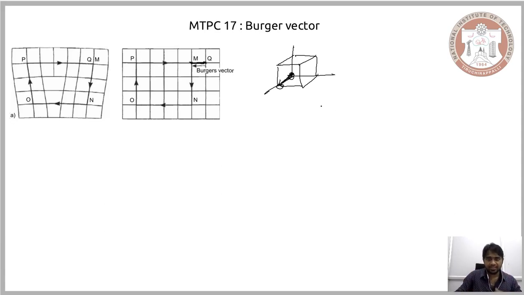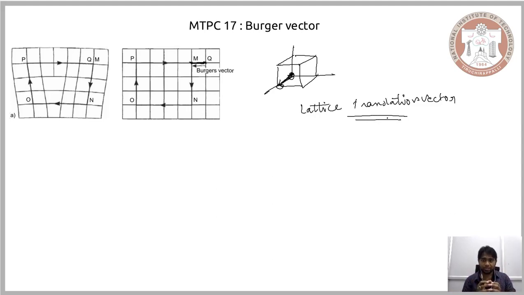Then in that case, the Burgers vector is referred to as the lattice translation vector. So a Burgers vector can be a lattice translation vector when the magnitude of the Burgers vector is the distance between two atomic positions within the lattice. This is one of the ways you can describe the magnitude of the Burgers vector. So the lattice translation vector is nothing but when the magnitude of the Burgers vector is equal to the interatomic spacing in a given crystal structure.